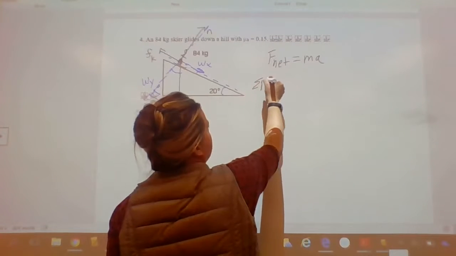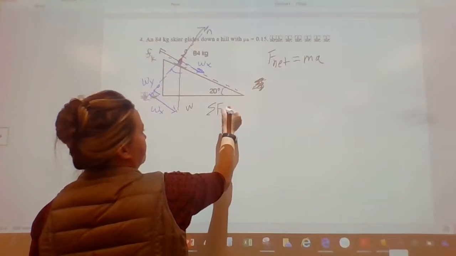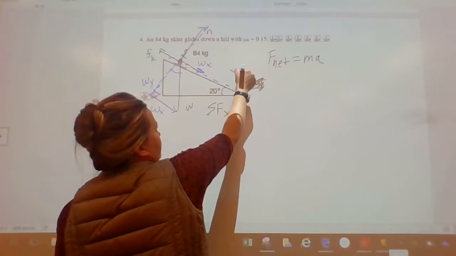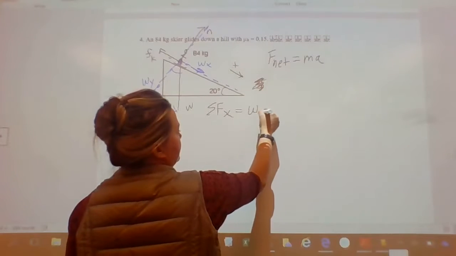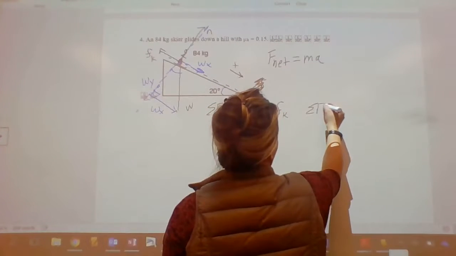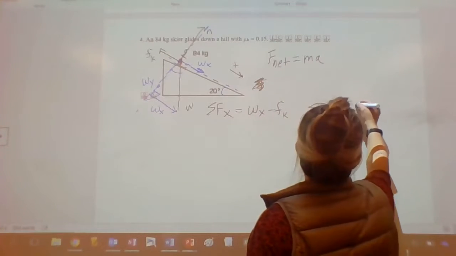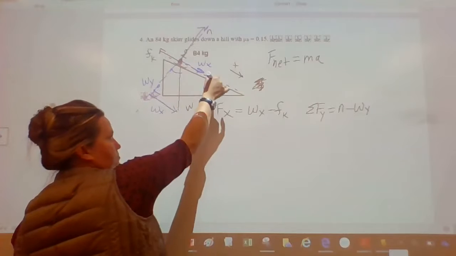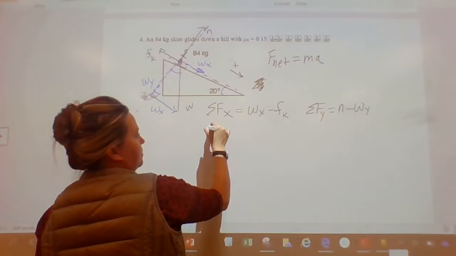I'm going to sum up all my forces, and I'm going to come down underneath here just so I have more space. I'm going to sum up all the forces in the X. And I'm going to choose down to be positive just to make my life easier. So weight in the X minus friction. And then the sum of all the forces in the Y direction is going to be normal minus weight in the Y. I'm accelerating on this plane. He's not bunny hopping or doing moguls or anything like that. So only in the x-plane am I accelerating.